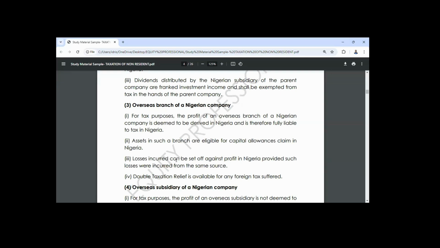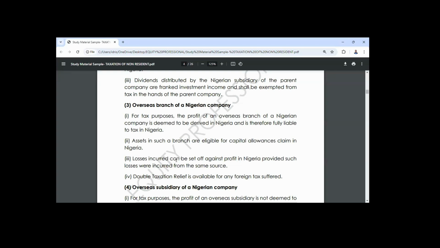Another tax implication under overseas branch of a Nigeria company: double taxation relief is available against foreign tax suffered. I've explained this. Before we tax the profit of that overseas branch of a Nigeria company, we are going to give them a relief, a discount, an allowance called double taxation relief.